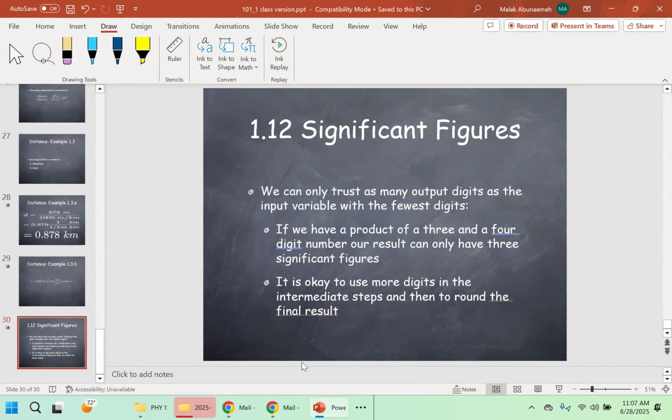So basically, we can only trust as many output digits as input variables with the fewest digits. If we have a product of 3 or 4 digit numbers, our results can only have 3 significant figures. It is okay to use more digits in the intermediate steps and then round to the final result.